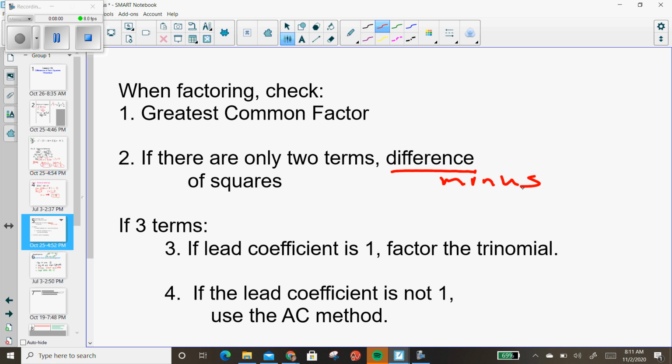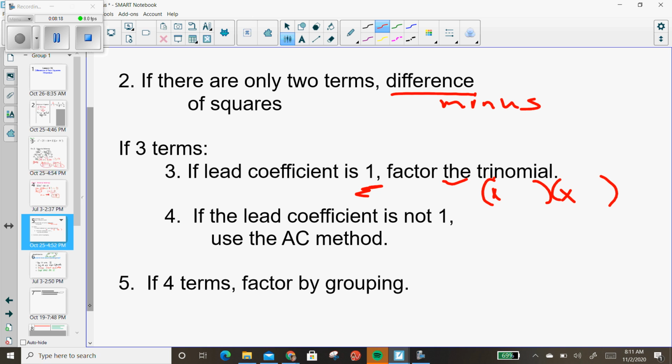If you have three terms, like we saw in the previous lesson, if it starts with 1x squared, you want to factor it as x and x, starting each of the two parentheses. If it's not one, you're going to use the AC method. And if there are four terms, then you try factoring by grouping. So that should all be just a review summary of things that you already know.